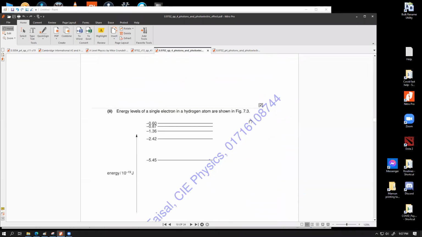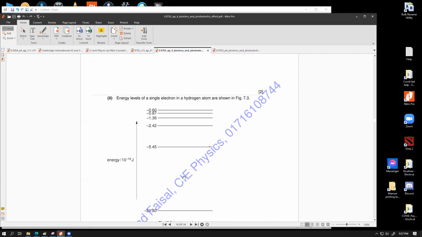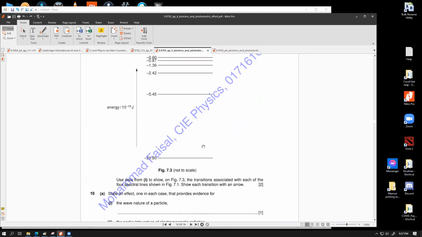Then it says energy levels of a single electron in a hydrogen atom are shown in figure 7.2. So this is the energy level for shell 1, shell 2, and it goes upwards. Use data from figure 1 to show on figure 7.3 the transition associated with each of the 4 spectral lines in figure 7.1. Show each transition with an arrow.